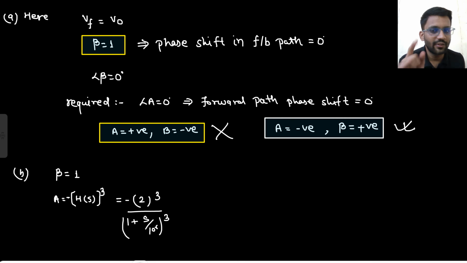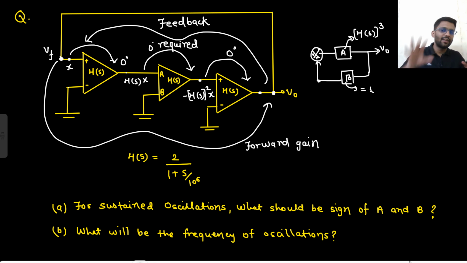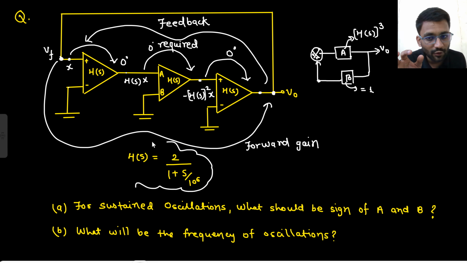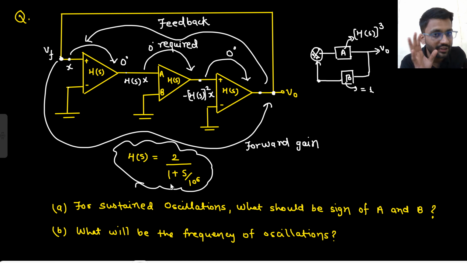So just by observing the circuit, when we saw this circuit, what did it feel like? It felt like from here to here it is 0 degree. From here to here it is also 0 degree. So from here to here, if I put A equal to positive and B equal to negative, I will get 0 degree phase shift. But I did not think of this particular transfer function. You have to think of this transfer function as well. So by just seeing the circuit, saying that A should be positive and B should be negative, that is absolutely wrong. So we should not go with this approach.